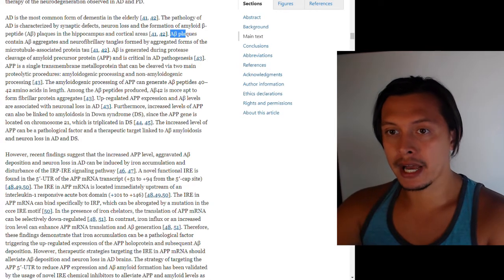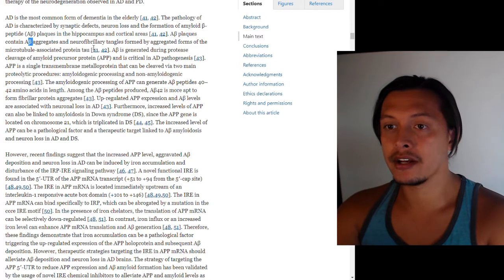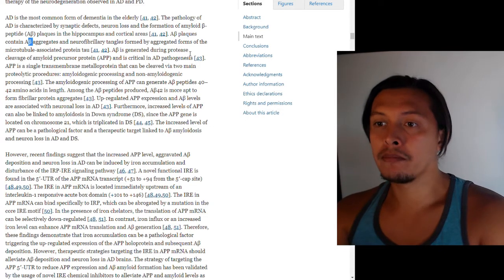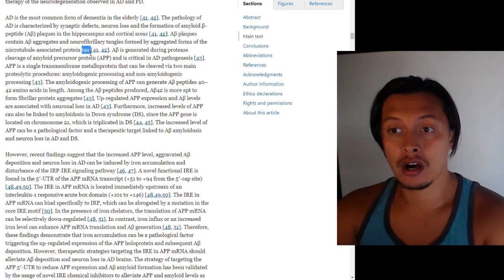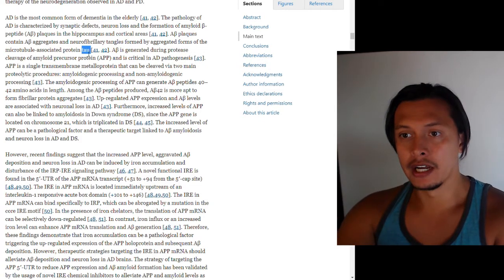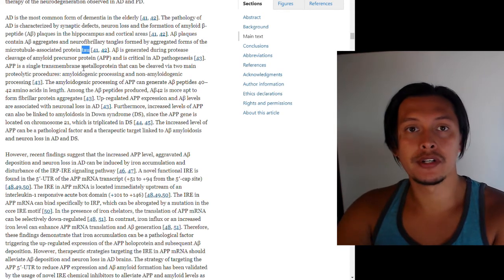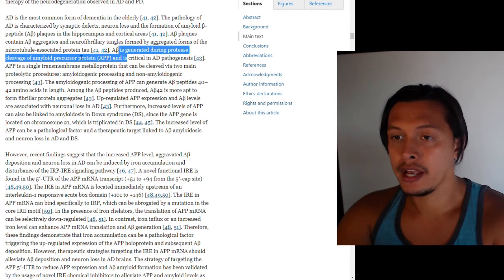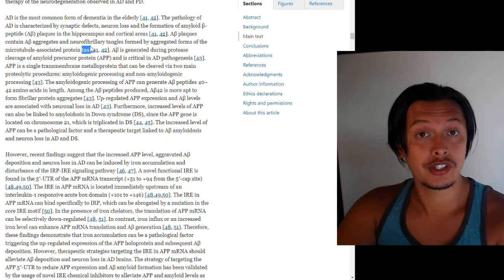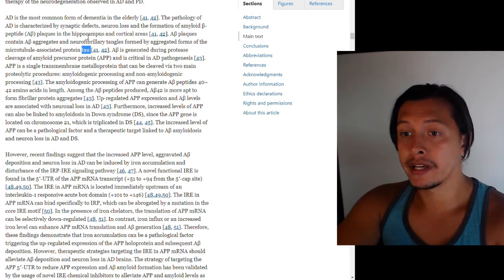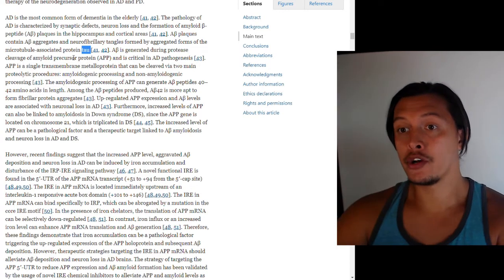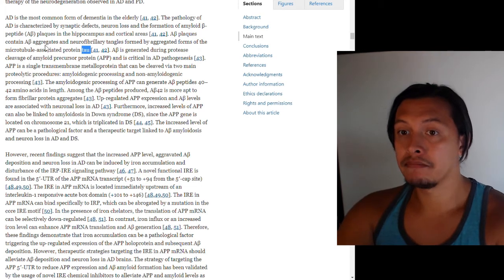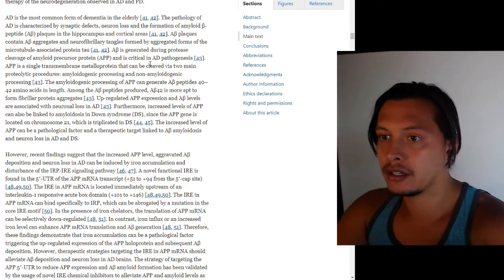And the amyloid beta plaques contain amyloid beta aggregates and neurofibrillary tangles formed by aggregated forms of the microtubule associated protein Tau. So just know that Tau is one of the proteins that associates with the microtubules, and I presume it is in high concentrations in the neurons. And because it's in high concentrations, that might be one of the reasons why it is associating with these A beta aggregates. Let's continue.